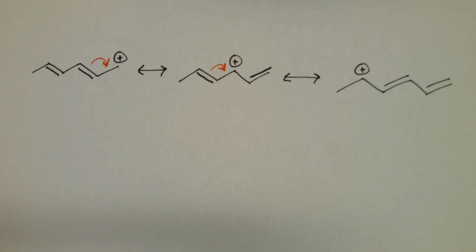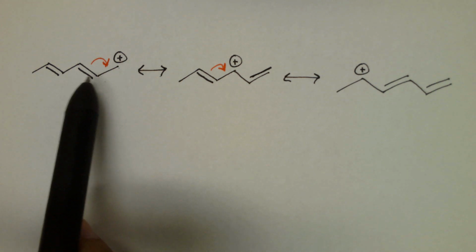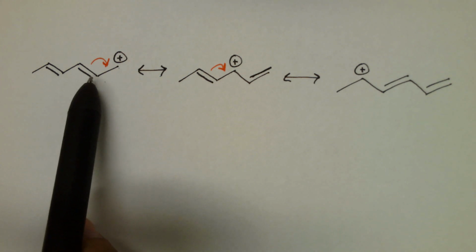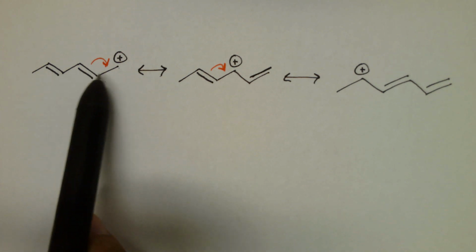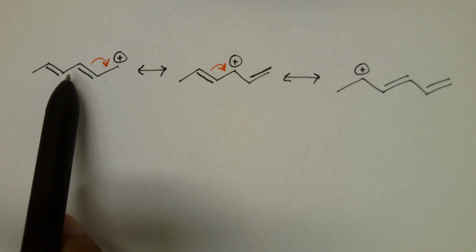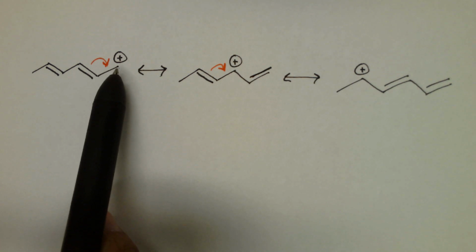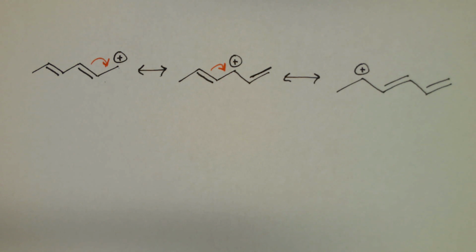This is an interesting example because you can see that this structure is resonance stabilized. The electrons are delocalized. They are allowed to spread out through the entire molecule. That positive charge is allowed to spread out between several different carbon atoms.